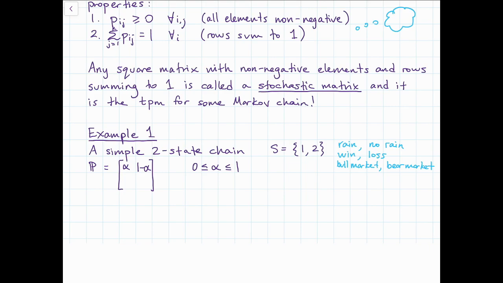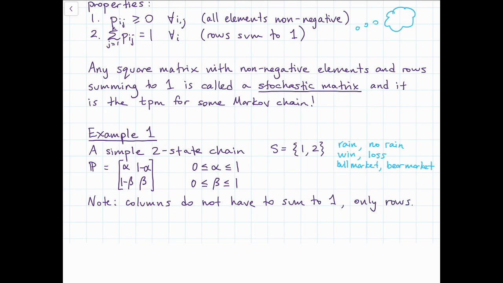Similarly, for the second row, if we let this element here be beta, then we know that beta must be greater than or equal to 0. And then finally, the last remaining element will be 1 minus beta, and that means beta needs to be less than or equal to 1. So that defines all of the possible ways that the transition probability matrix can look for a two-state chain. I want you to notice something here, that the columns don't necessarily sum to anything in particular. There's nothing that says that alpha and beta have to be equal to each other. So the rows must sum to 1, but the columns do not have to.